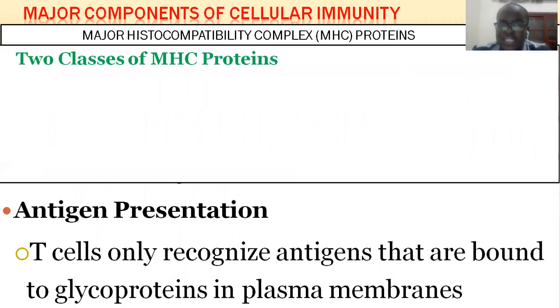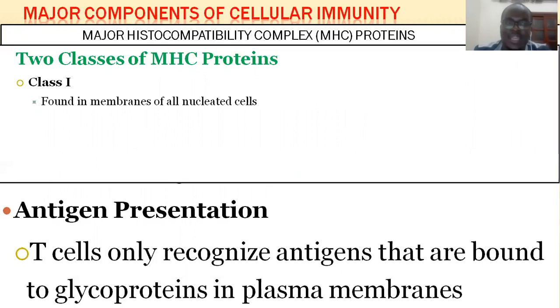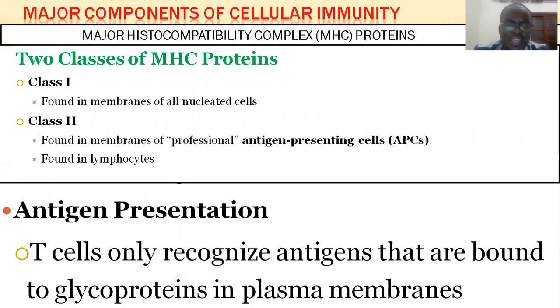So there are two classes of major histocompatibility proteins. Like I said, there's class 1 that is found in all nucleated cells. Like I've already said, class 2 is found in membranes of professional antigen-presenting cells. So these are the macrophages, natural killer cells, B lymphocytes, and the dendritic cells. They are going to express class 2 major histocompatibility complexes on their plasma membrane on top of class 1. So they can have class 1 and class 2 at the same time.